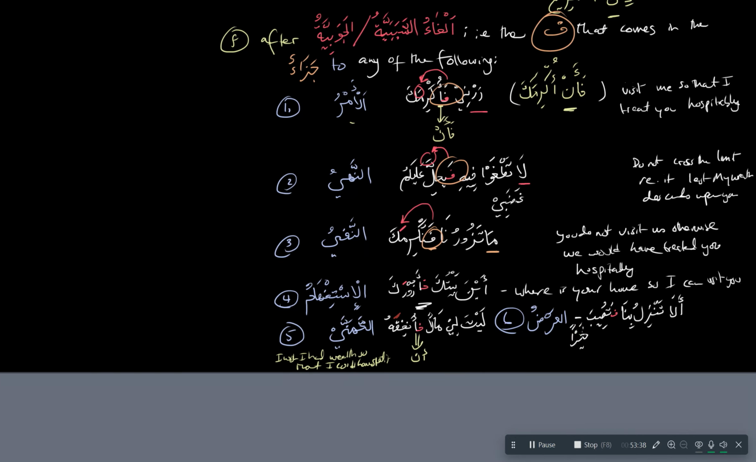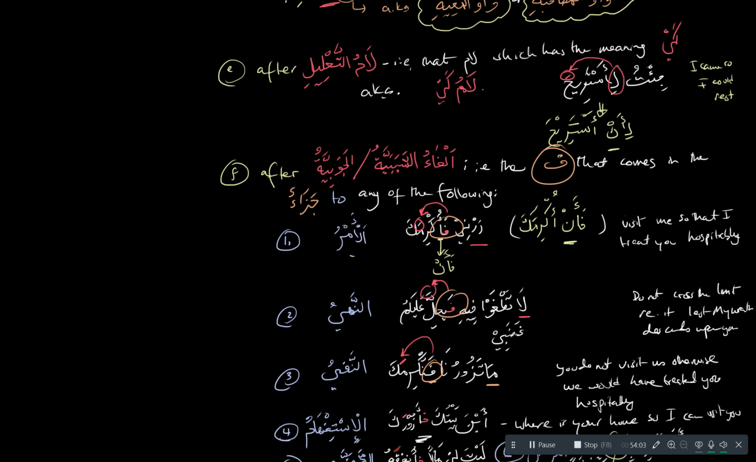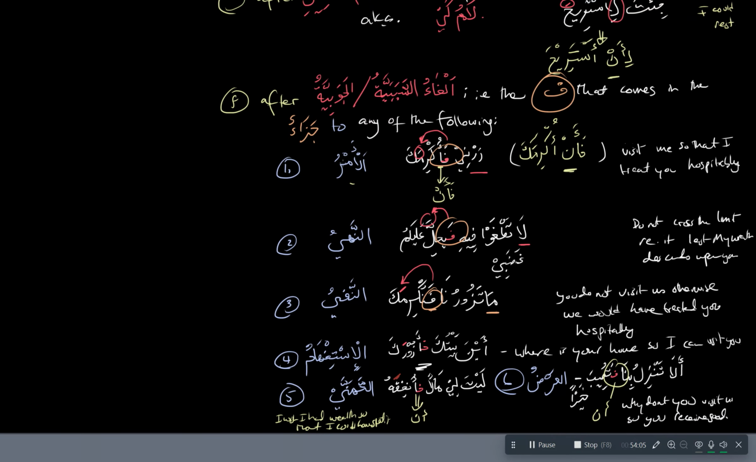Right? Why don't you visit us so that you receive good? Okay, so in this case, there's also a hidden an over here. Okay, so let's just go over this. Okay, so these are 6 circumstances.